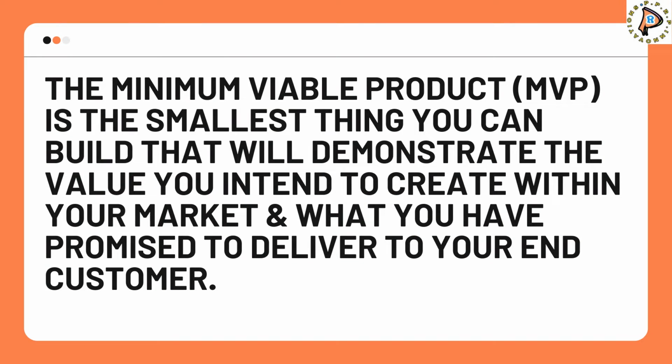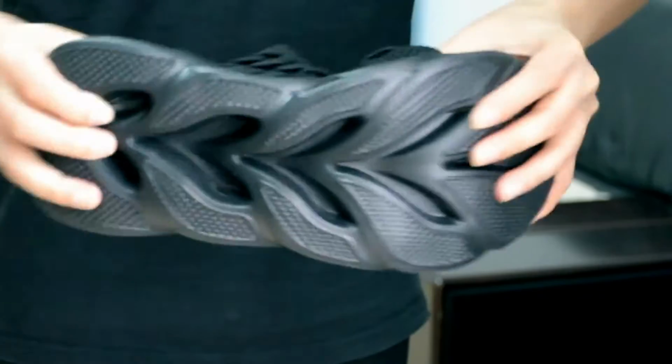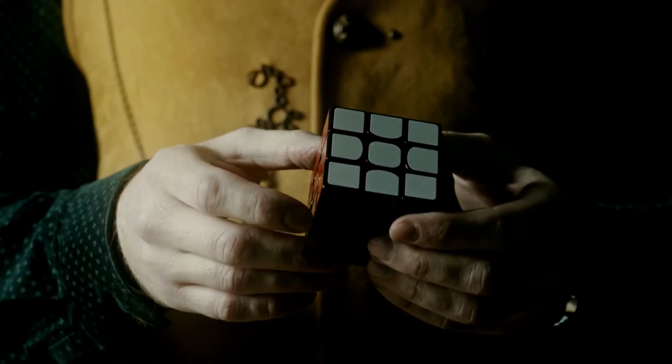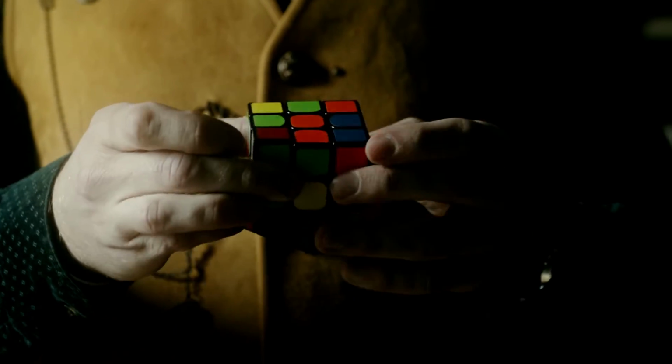Now that you understand what an MVP is, let's take some time to identify what you need to develop a prototype or a minimum viable product. Like we mentioned, an MVP is the smallest thing that you can build that will demonstrate the value you intend to create within the market and what you have promised to deliver to your end customer. The focus of your MVP is to demonstrate your value in a tangible form. Nowhere in that definition, though, does it state how much of that offering has to be real.